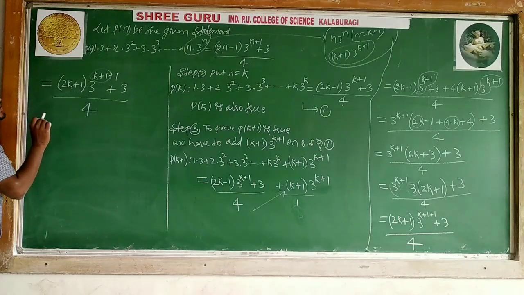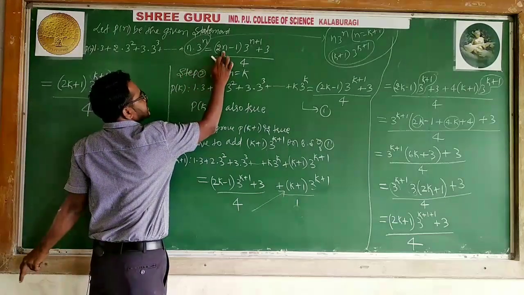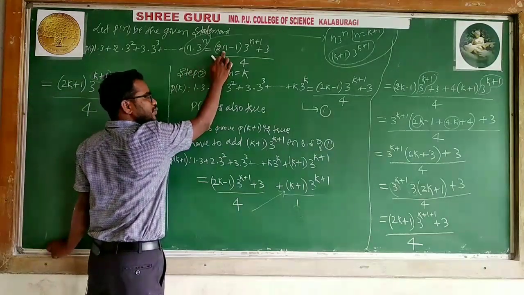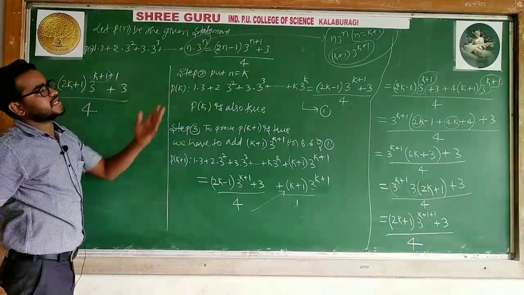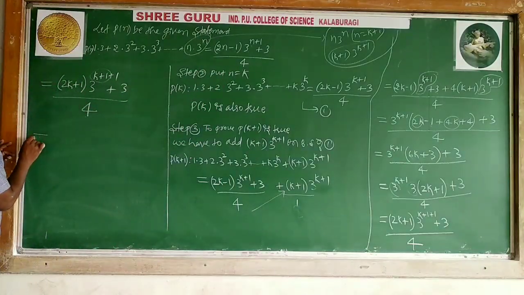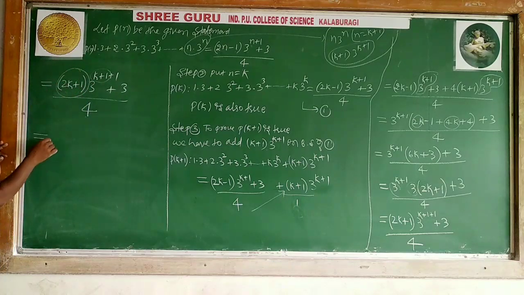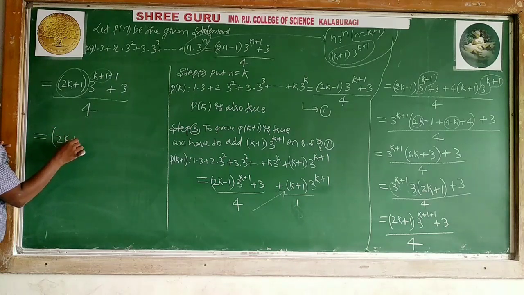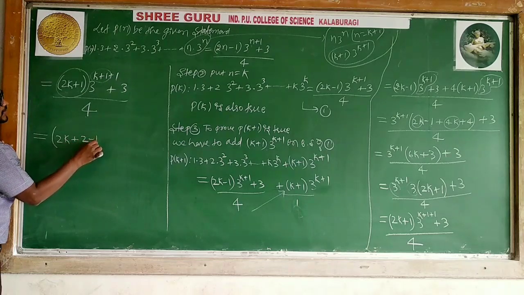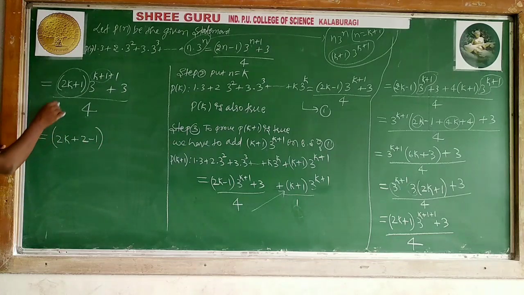Means I need actually here what? Here I need 2 into n, and n should be k plus 1. Means I need to get 2 into k plus 1 minus 1 whole divided by 4. So one little bit adjustment. Can I write 2k plus 1 as 2 minus 1? Are you getting? See there, 1 can be written as 2 minus 1.